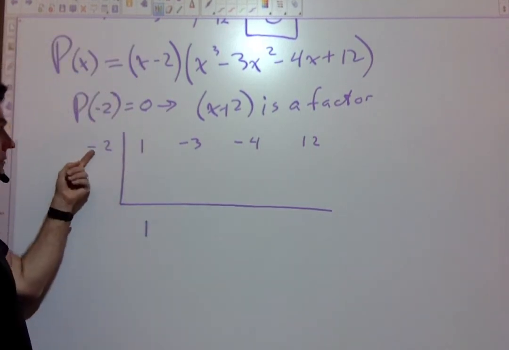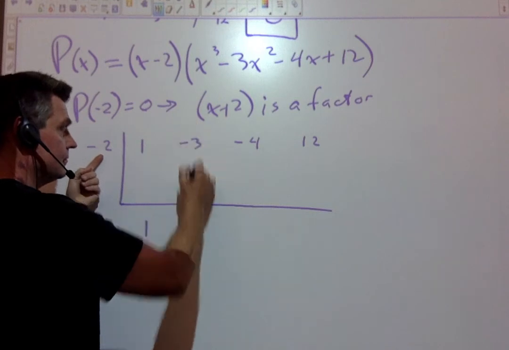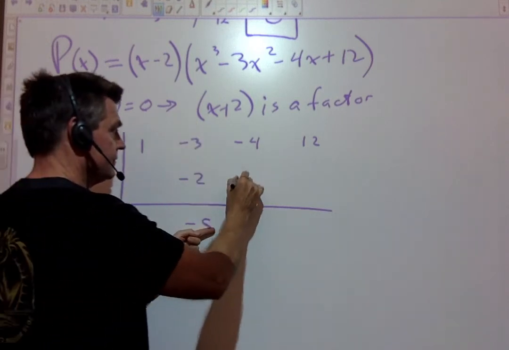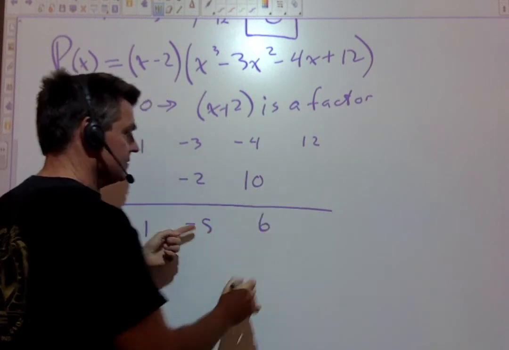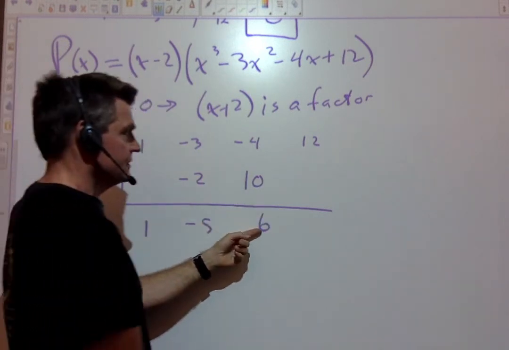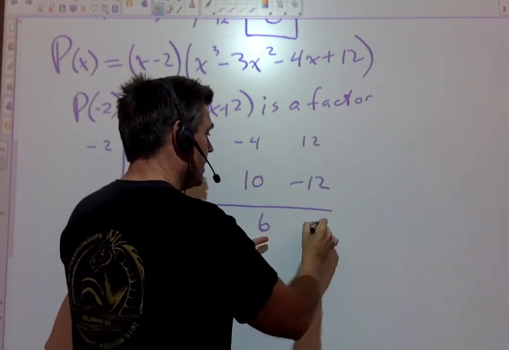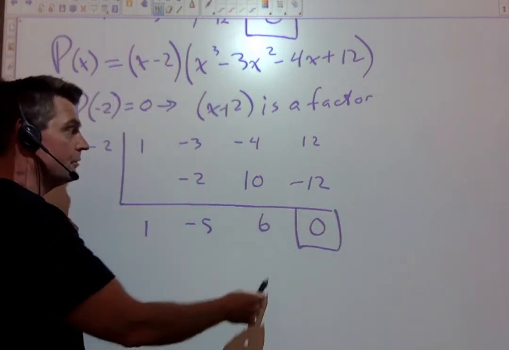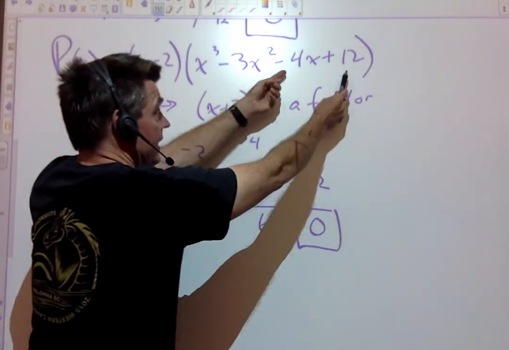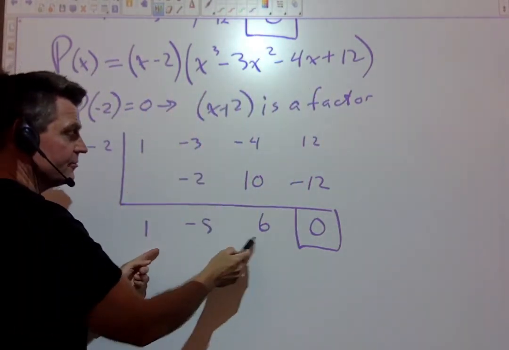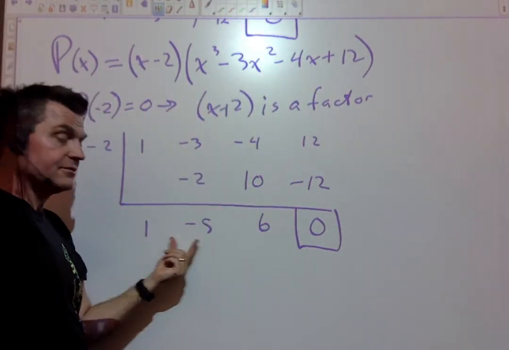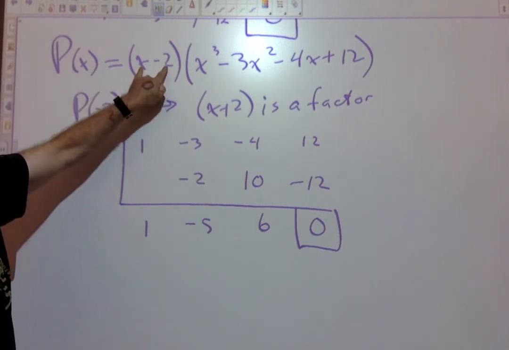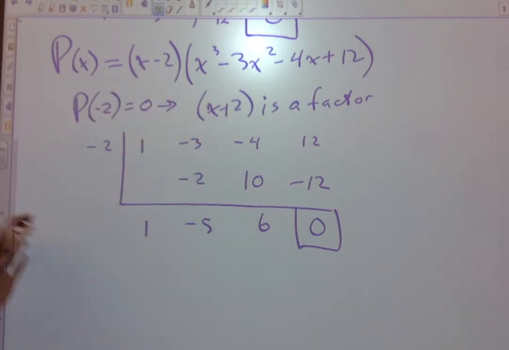1 comes down. Negative 2, negative 5. Negative 5, 10. Add them up, 6. Negative 2, 6, negative 12. Yes, there's my remainder. The remainder is 0. Good. So if I divide x plus 2 out of this thing, there's my quotient. What's our polynomial? x minus 2 is a factor. x plus 2 is also a factor.